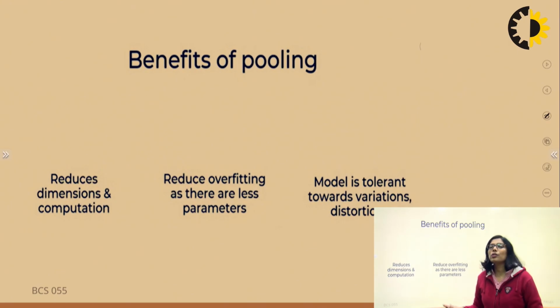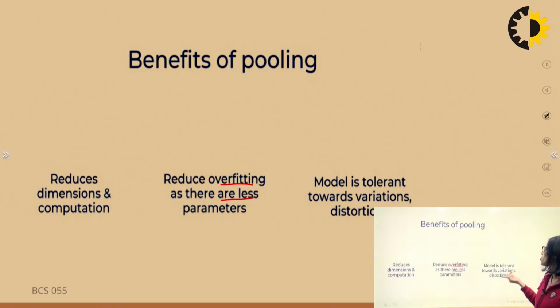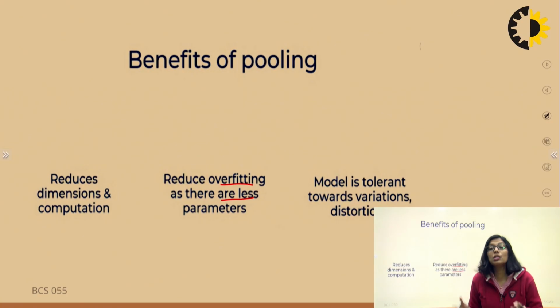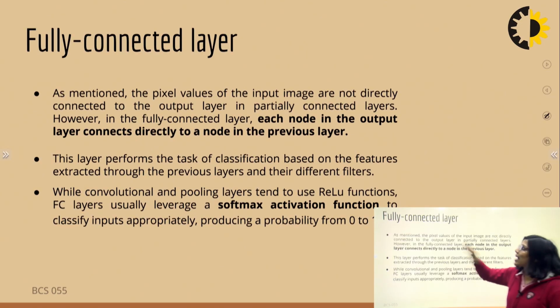So what is the benefit of pooling? It reduces the dimensions and computation. It has reduced the size of my matrix. So obviously, when the size of my matrix is reduced, when I flatten my matrix to a linear array, the number of values will be lesser. Also, it reduces overfitting as there are fewer parameters. When the dimension is reduced, the number of parameters will also be lesser, and hence it will reduce overfitting. The model is also robust towards variation and distortion. Irrespective of the position, because I have been identifying the features, in any position or any variation, I will still be able to identify that number.